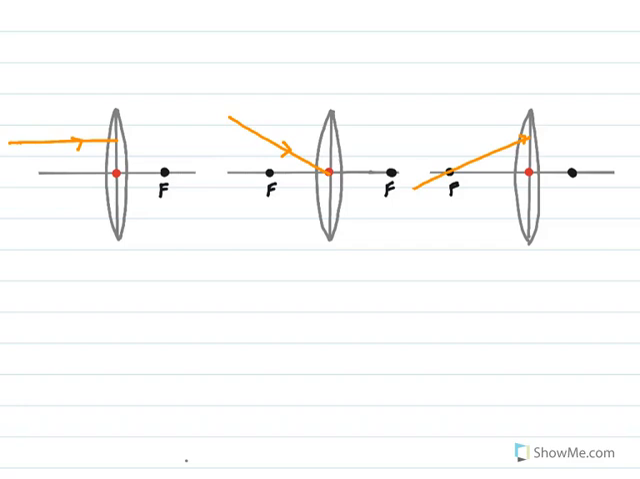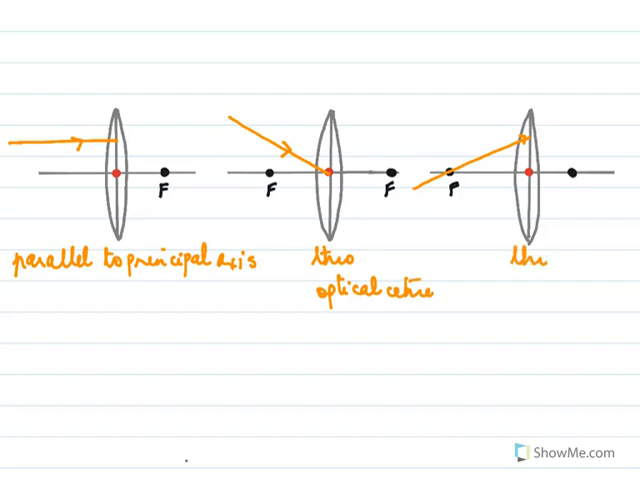So let's just summarize the rules. This was parallel to principal axis. This next one was a ray that was through the optical center. And this was the ray that came through the focus. Let's see how they behave.